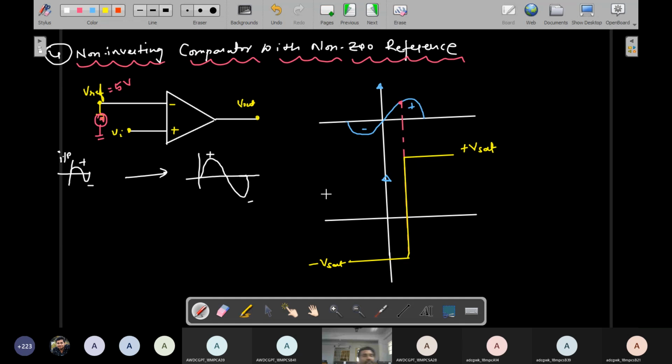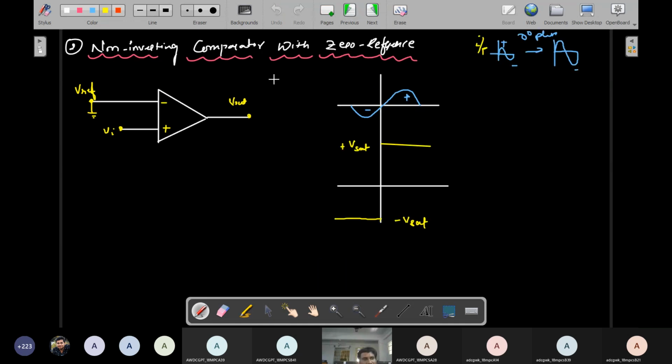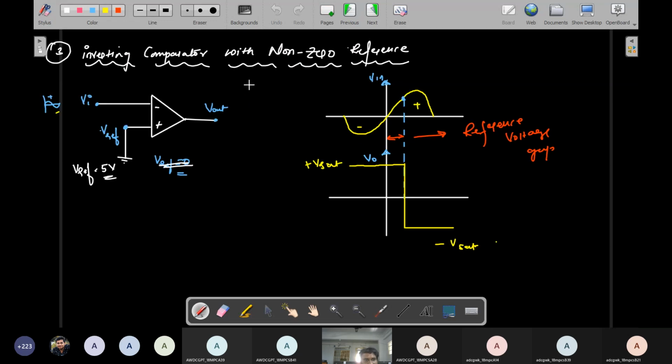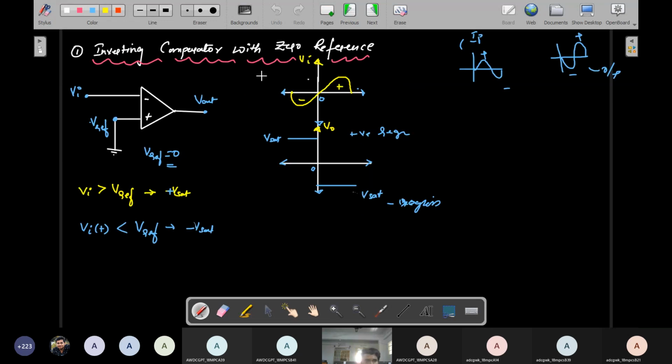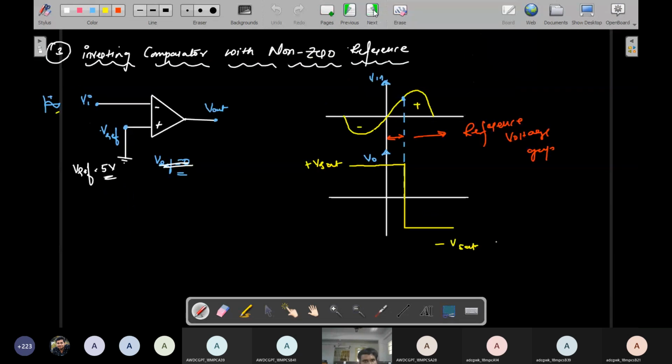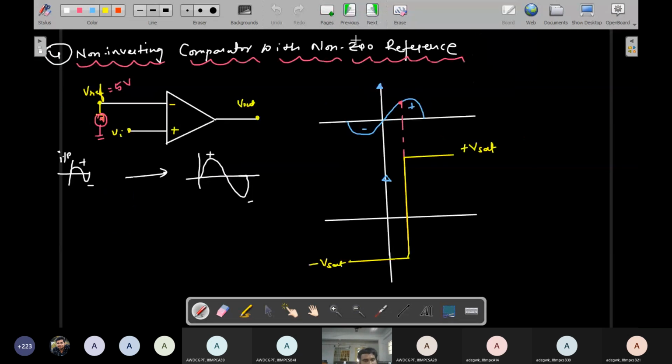So this is the non-inverting comparator with non-zero reference, this is non-inverting with zero reference, and this is inverting with non-zero reference, and it is inverting with zero reference. So finally, this is the comparator. Understand? Please note everybody.